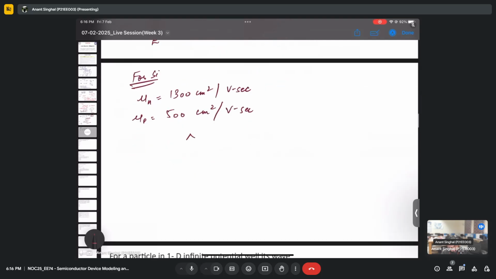If I now try to plot Vd as a function of electric field, so Vd is equal to mu E. How do you think this plot will look? Anyone, any guesses? Yes, with the increase in electric field, the drift velocity will increase. Yes, it will be linear initially, and it will reach saturation. Okay, so like this.